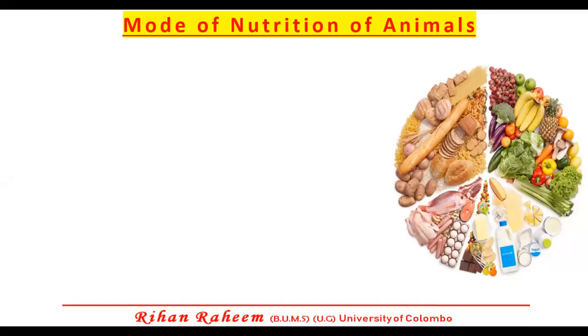Now we'll go to our continuation. Harida, until now we were talking about the home garden. There are some animals which are eating the plants. There are some animals which are eating other animals. So when you come to the mode of nutrition of animals, animals have three different patterns of modes of nutrition. What are they? First one is herbivore.